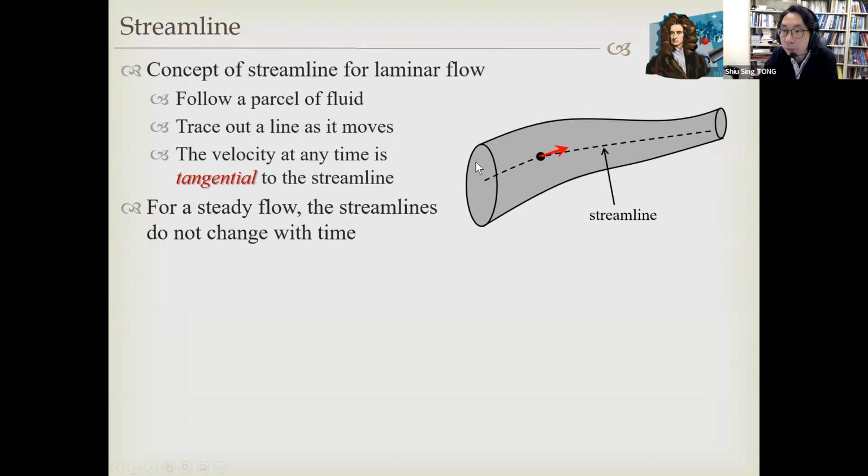Now, for a steady flow, because the velocity is always constant at a specific point along the flow, that means the streamline will not change with time. If you are looking at this position, it always has this velocity, and if you are looking at another position, you always have that other velocity. Those velocities will not change over time. That is the meaning of steady flow, and it also implies that the streamline does not change over time. So imagine in a steady flow, there are a lot of streamlines, and they are all constant, all steady along the flow.